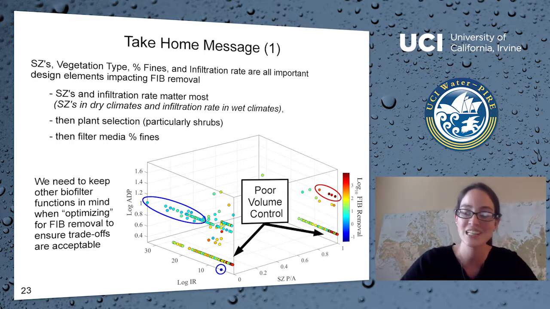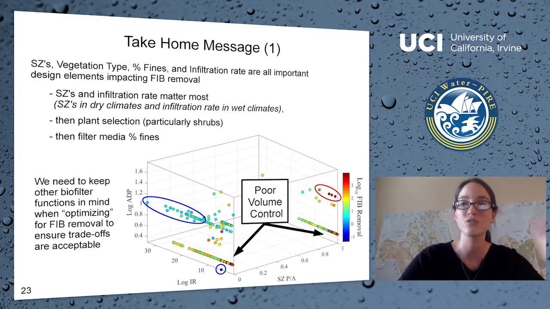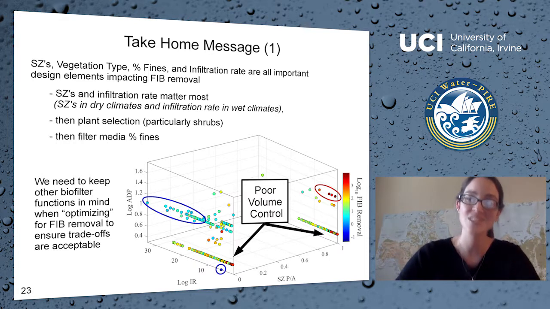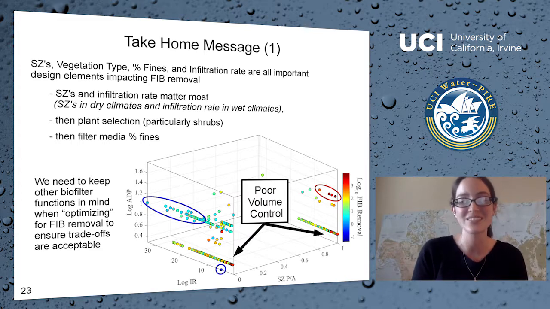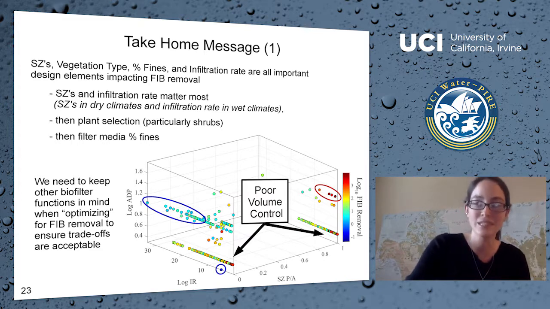Because if we push that infiltration rate to really low infiltration rates, really what's going to happen in practice is that we're going to have a lot of water overflowing and going into the storm drain. We have poor volume control. So essentially we're just not treating that water, which is actually worse than the other alternative. So these are things we need to think about carefully.